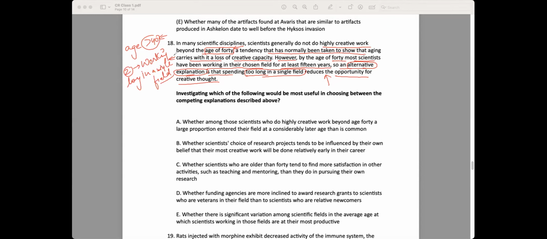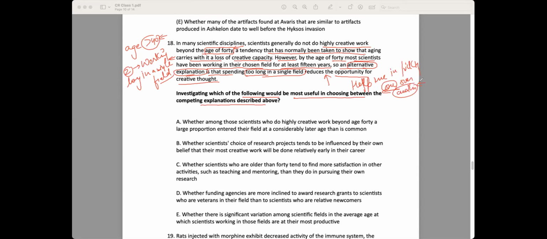Okay. So that's the case. These are two theories, two explanations. Investigating which of the following would be most useful in choosing between the competing explanations. So two explanations are there. We want to pick one explanation. Which option will help me in picking one over another? Any one explanation over another explanation.